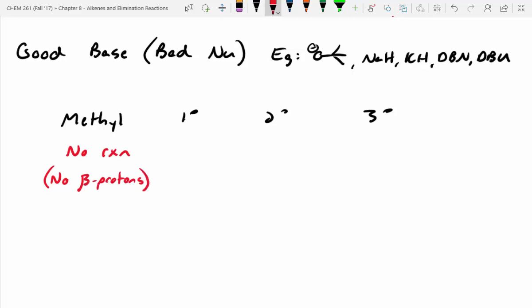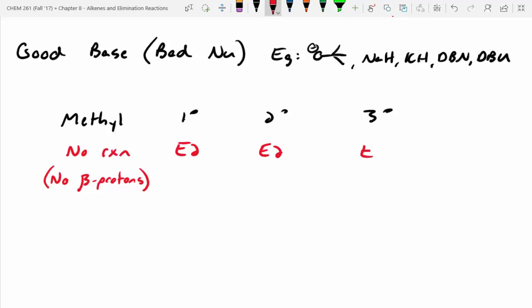All right, what happens if you have a primary carbon with the leaving group on it? It would definitely do E2. We just saw that this last chapter. All right, what about secondary carbons? Strong base? E2. What about a tertiary carbon?